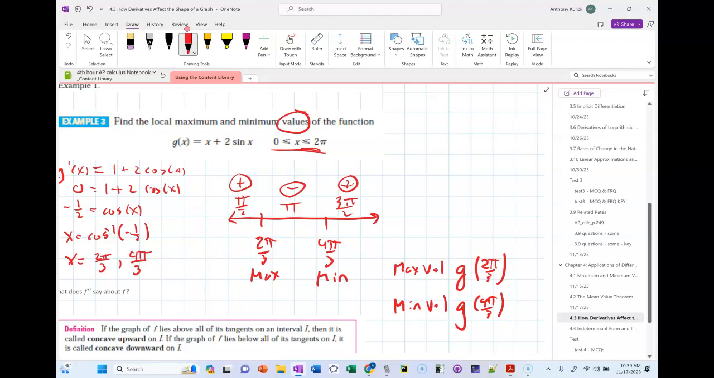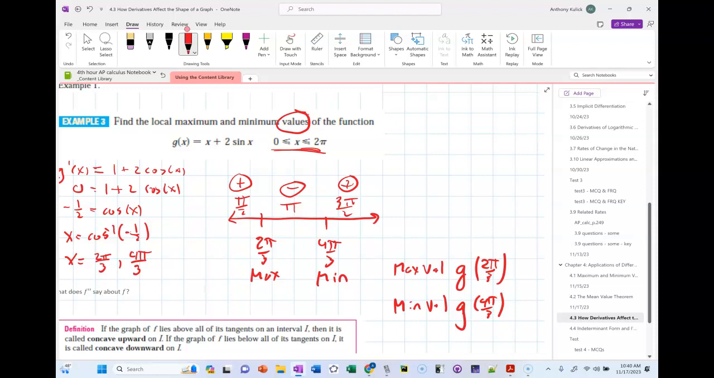Does that feel okay? Just be cautious when you're asking for the maximum or minimum value. They'll want the y coordinate, right? So it's not looking for 2 pi over 3 and 4 pi over 3. You need to plug those back into the original.